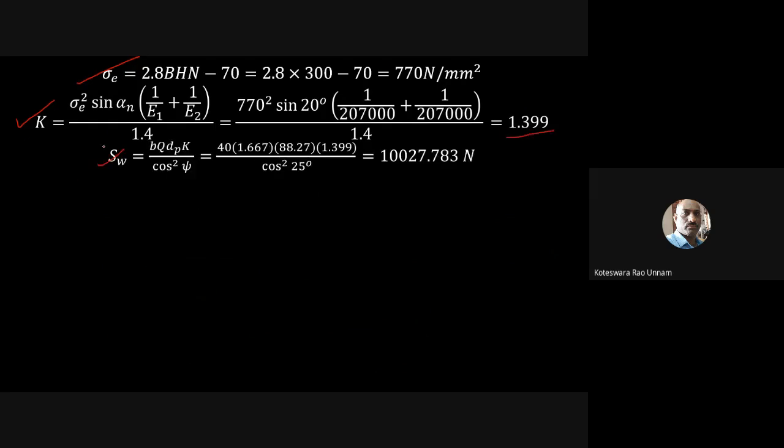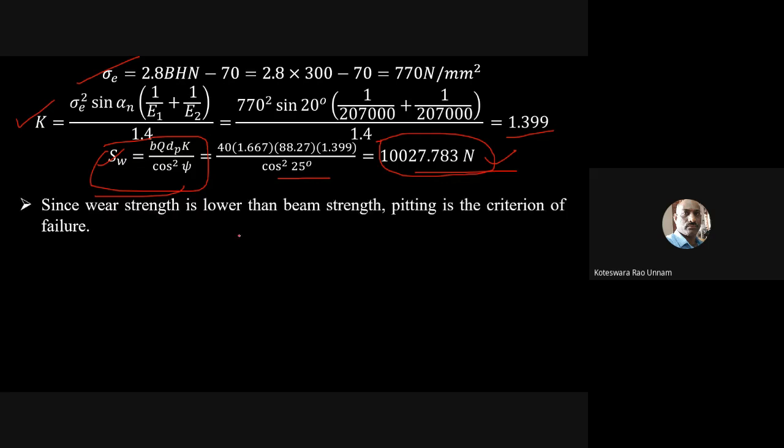Then you will get the equation for your SW. Even this equation is there in your data book. No need to remember all these things. If you substitute, you will get the wear strength. Now clearly you can see that the wear strength is less than the beam strength. Then wear strength is the criterion for the failure.